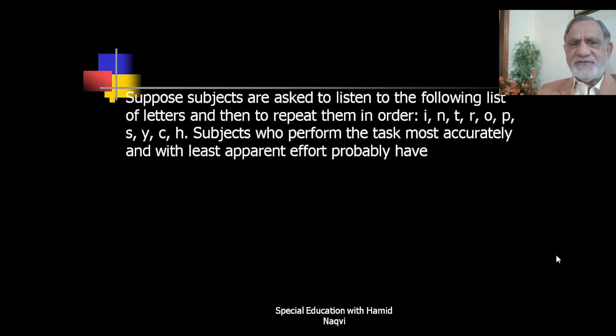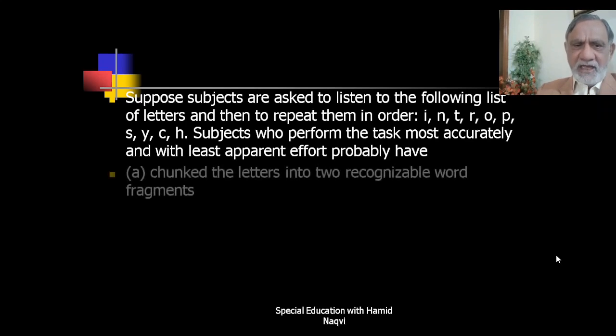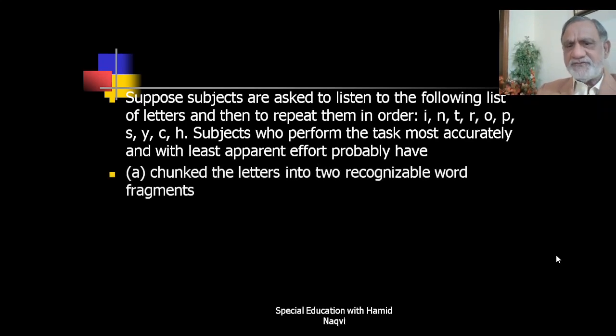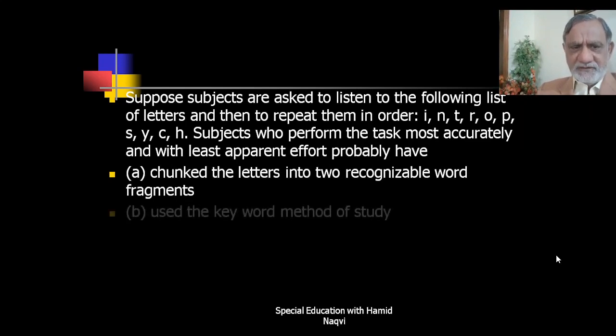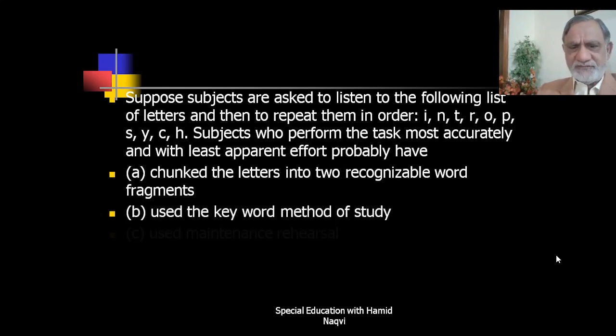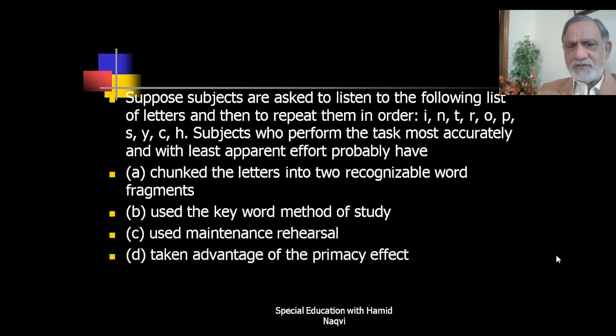Suppose subjects are asked to listen to the following list of letters and then to repeat them in order. Subjects who perform the task most accurately and with least apparent effort probably have chunked the letters into two recognizable word fragments, used the keywords method of study, used maintenance rehearsal, or taken advantage of the primacy effect. The correct one is the first one.